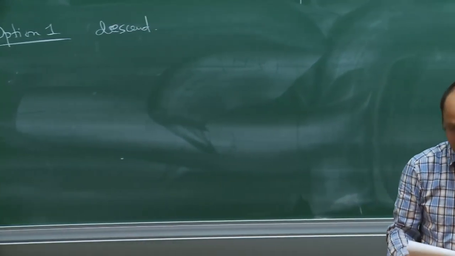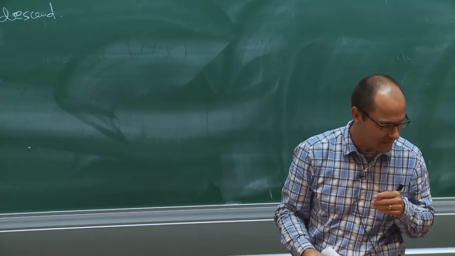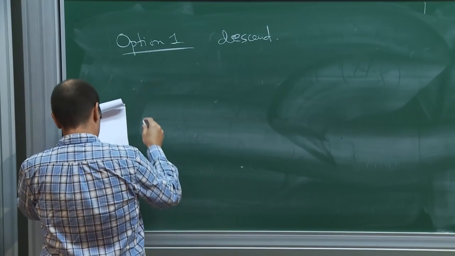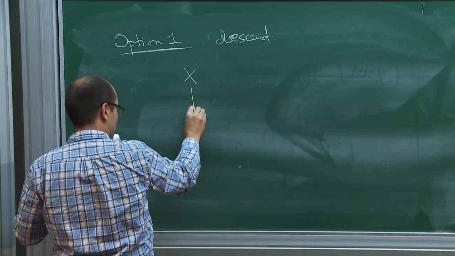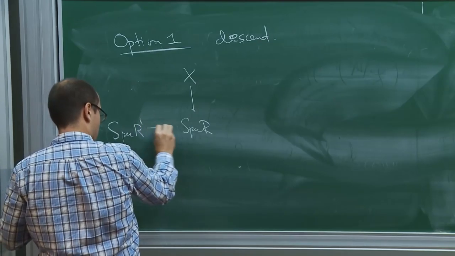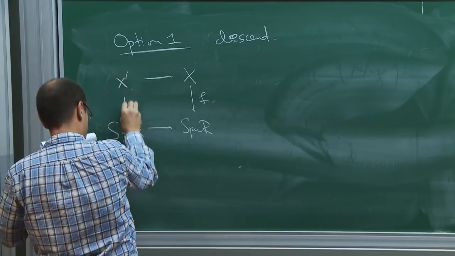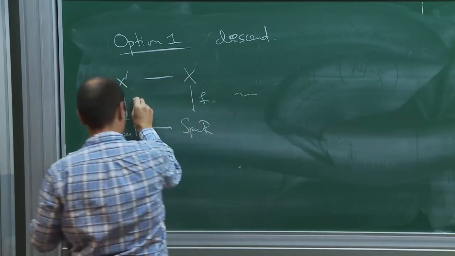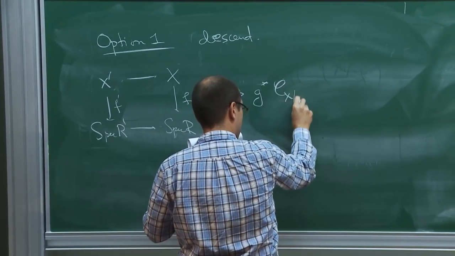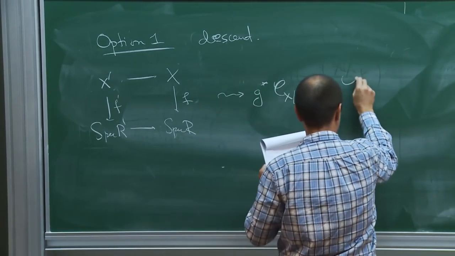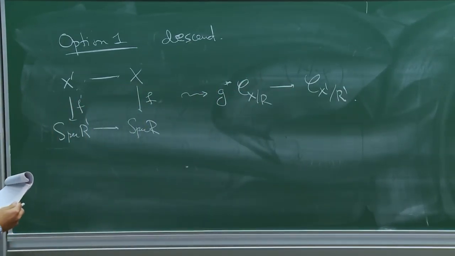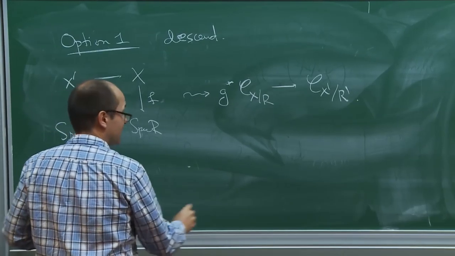What do I mean? Let's see. Do I have 23 minutes? Yeah. Okay. So the point is simply that this complex is functorial. So if I have X over Spec R, Spec R prime, and X prime, then you get a map, g upper star, C X over R, to C X prime over R prime. You can choose a hypercover.